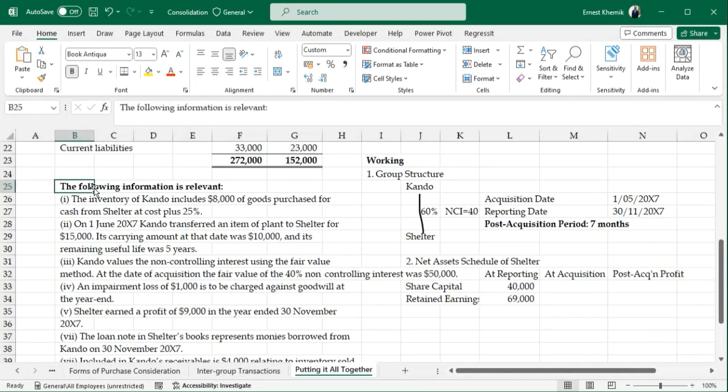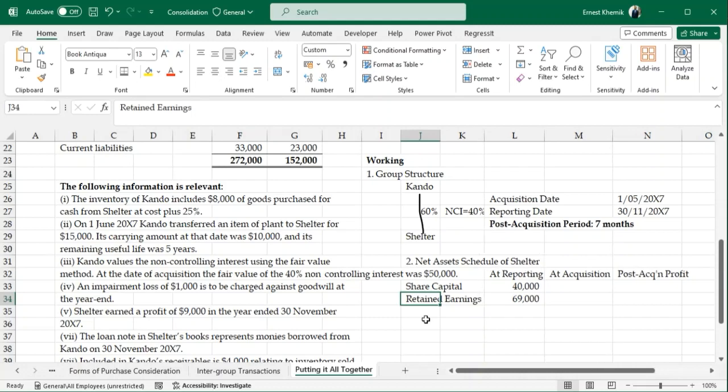Now the net asset schedule, as I said, is used to treat every item that is relating to the net assets of the subsidiary. So everything that will affect either of these figures, and mostly we are talking about the retained earnings, any item that will affect the retained earnings is going to be treated under the net asset schedule.